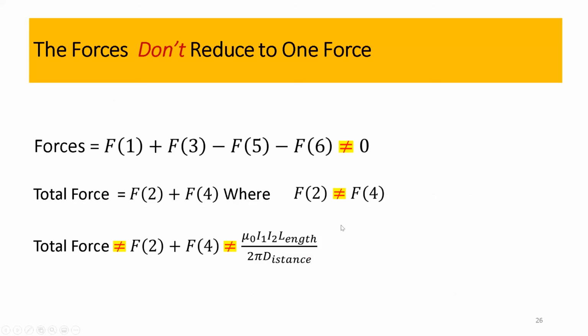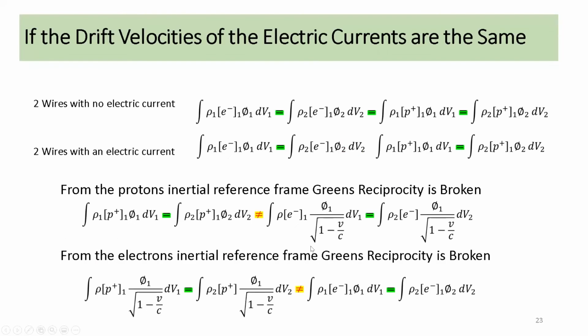which inertial reference frame would you use for the electron's inertial reference frame? Do you use it from V1, those electrons, or do you use it from V2, those electrons? Because obviously, if these velocities are different, then the force from them is going to be different.